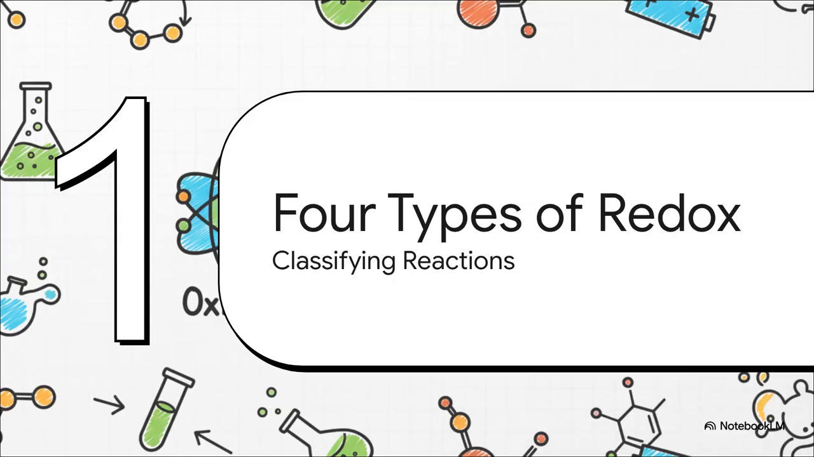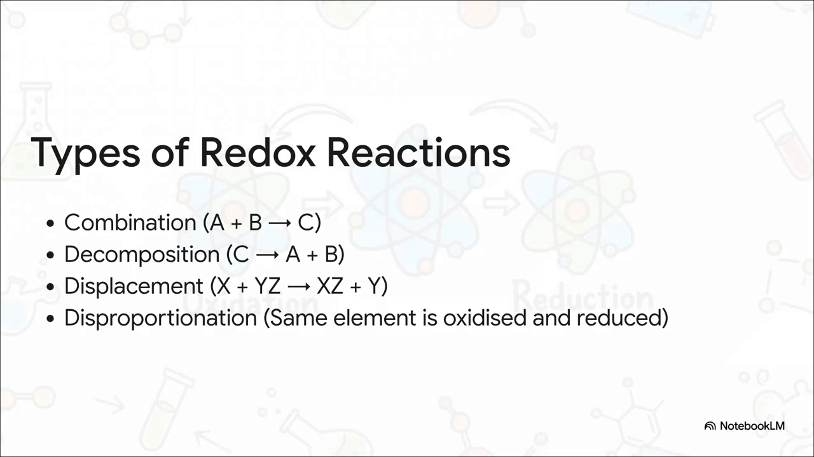Great work, everyone. Now that we have our master key, the oxidation number, we can start putting these reactions into different categories. For your exams, you really only need to know about these 4 main types. So just make a mental note of these 4. There's combination, where 2 things join together to become one. Then there's decomposition, where one thing breaks apart. Then we have displacement, which is kind of like a chemical survival of the fittest. And finally, the really interesting one, disproportionation, where one element is getting oxidized and reduced at the same time.